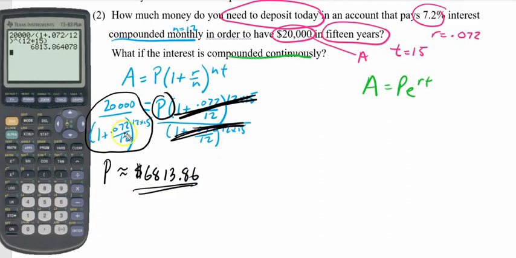Okay. Now for compounded continuously, I'm going to use this formula and put in what we know. So A is 20,000. We don't know P, that's what we're trying to find. And R is going to be 0.072, and T is going to be 15. All right, so again, to get P by itself, I need to divide both sides by what P is multiplied by.